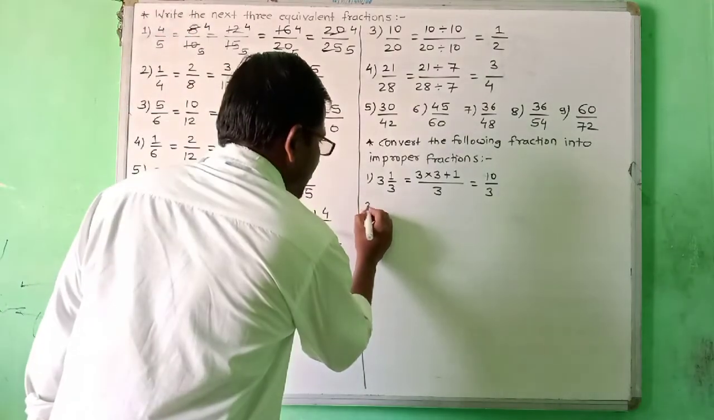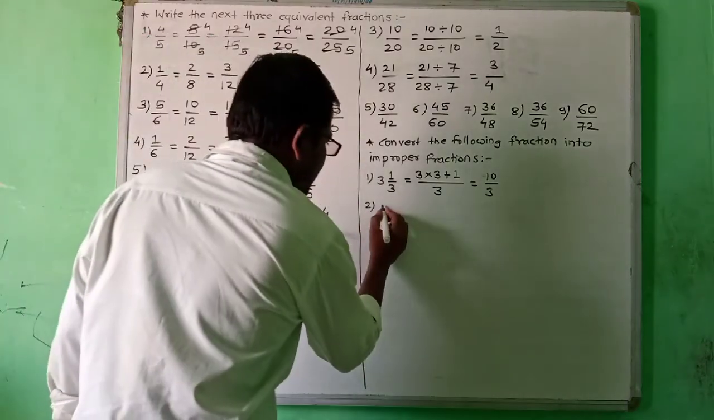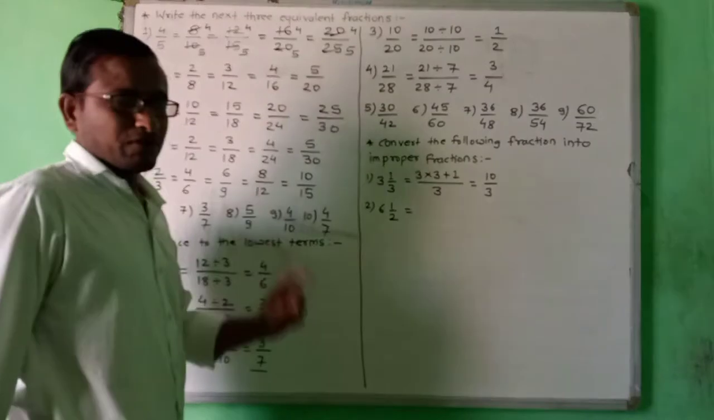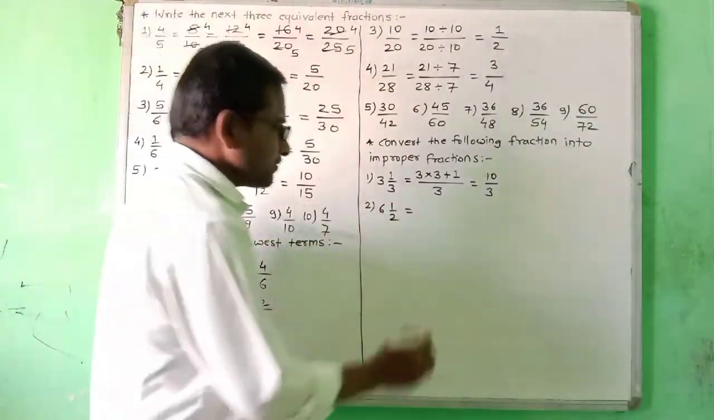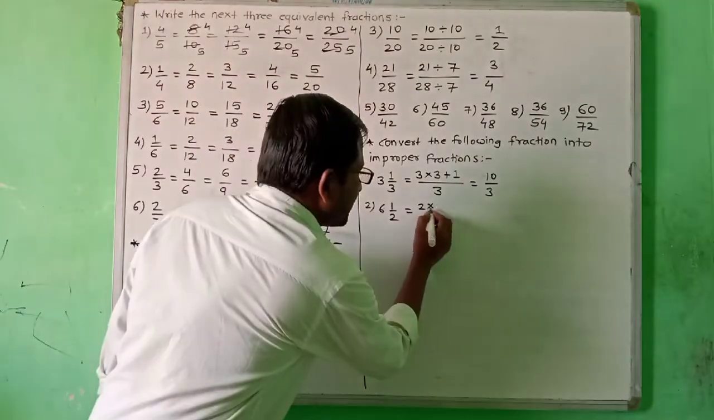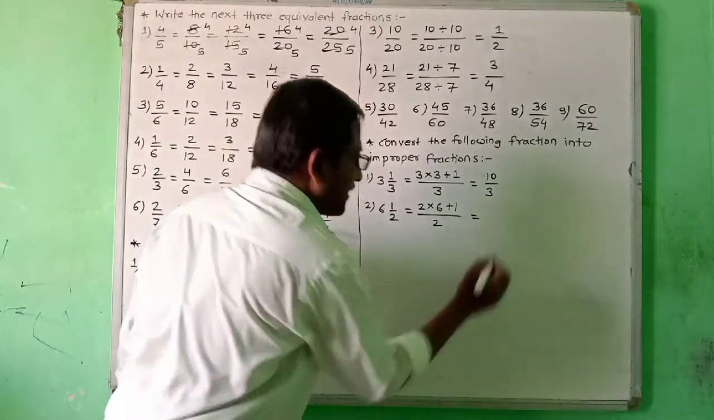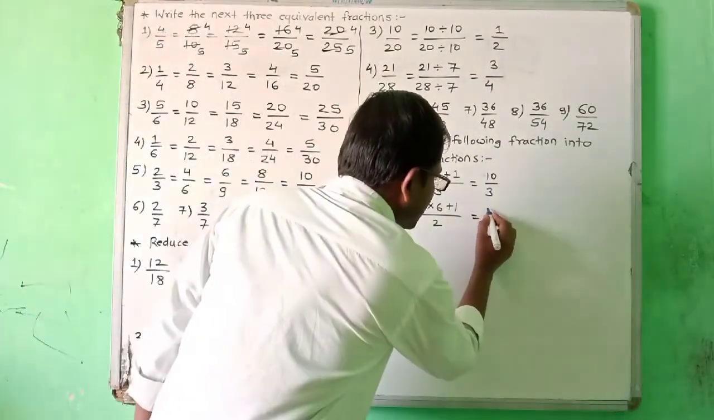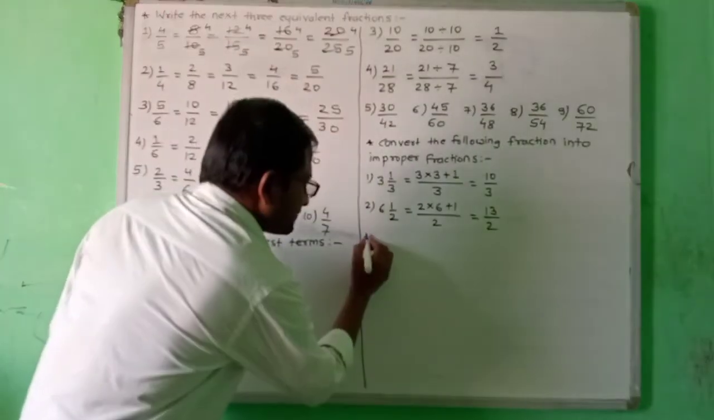The next example, 6 integer 1 upon 2 is equal to. So again the same process follows here. 2 multiplied by 6 plus 1, upon 2. Then write the answer. 2 6s are 12, 12 plus 1 is 13. 13 upon 2. This is the answer.